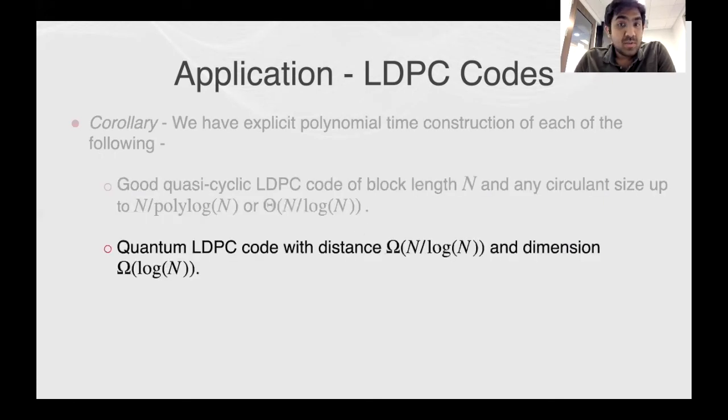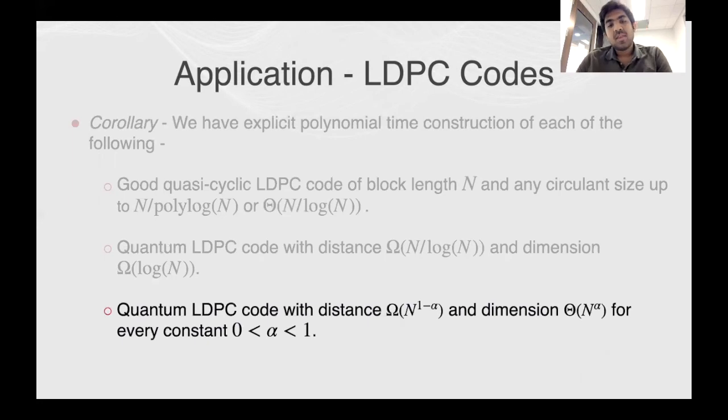We also get quantum LDPC codes with almost linear distance, and these are explicit. The work of Panteleev and Kalachev also gives these codes, but that's a randomized construction where you again construct lifted graphs, but you do it randomly. So the signing of each edge is picked uniformly at random. And using their balancing trick, we can get LDPC codes with distance n to the 1 minus alpha. So for any alpha between 0 and 1, you get distance n to the 1 minus alpha and dimension n to the alpha.